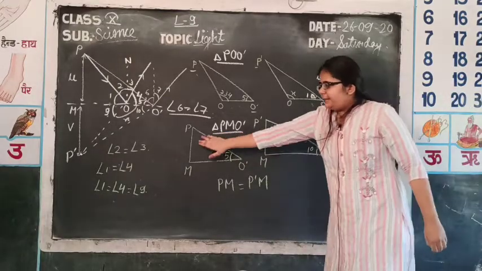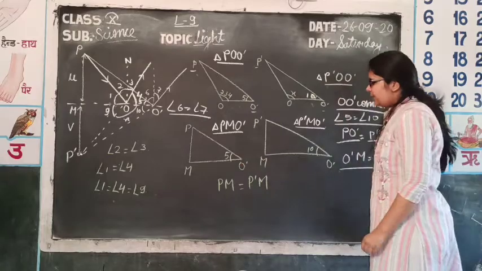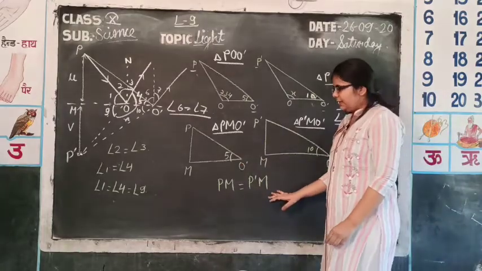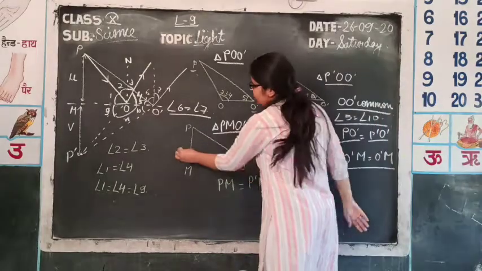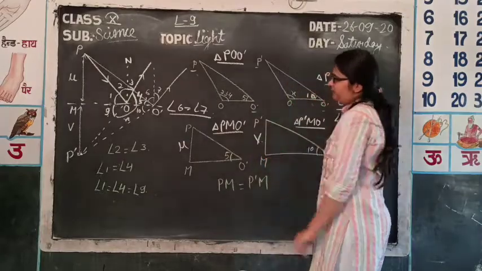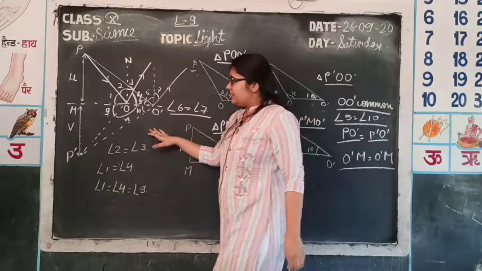So, the sides PM and P'M are equal to each other. Hence proved that u is equal to v. So, let us see it once again.